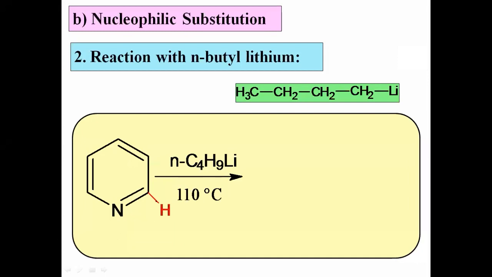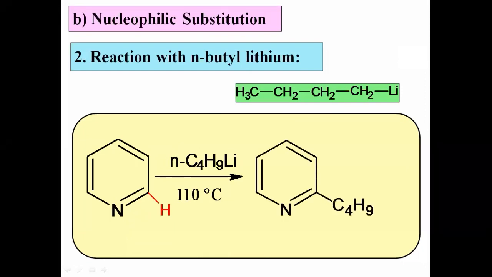We know that at position 2 there is one hydrogen atom, and that hydrogen atom is replaced by the n-butyl group. That hydrogen is replaced by the n-butyl group, and we get the product. Yes, there is an n-butyl group at position 2, and this is again an example of nucleophilic substitution. When pyridine is treated with n-butyl lithium at high temperature, the hydrogen atom from position 2 is replaced by the n-butyl group, and we get 2-n-butylpyridine.